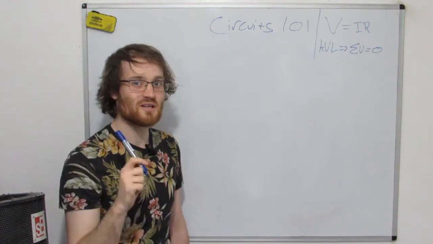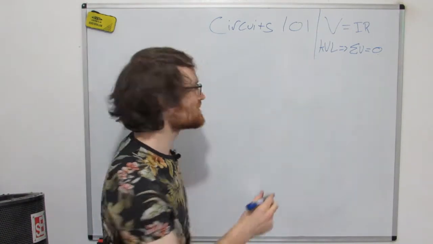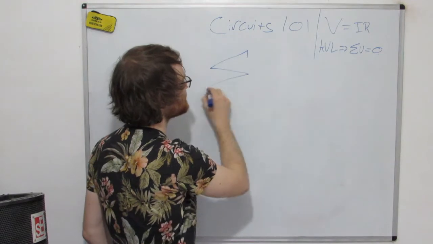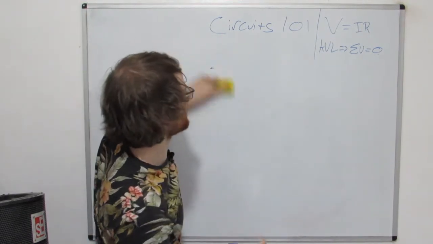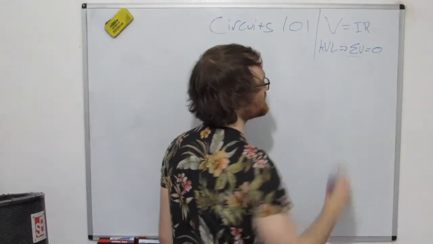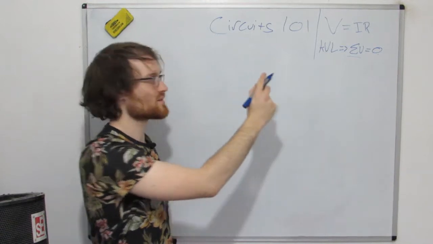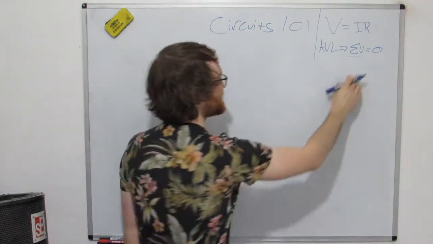It's called KVL, Kirchhoff's voltage law. And this symbol here is a sigma. Right, it looks like this. And it means the sum of. It's just a Greek letter, like a shorthand mathematical notation. So the sum of all the voltages in a closed path has to equal 0.